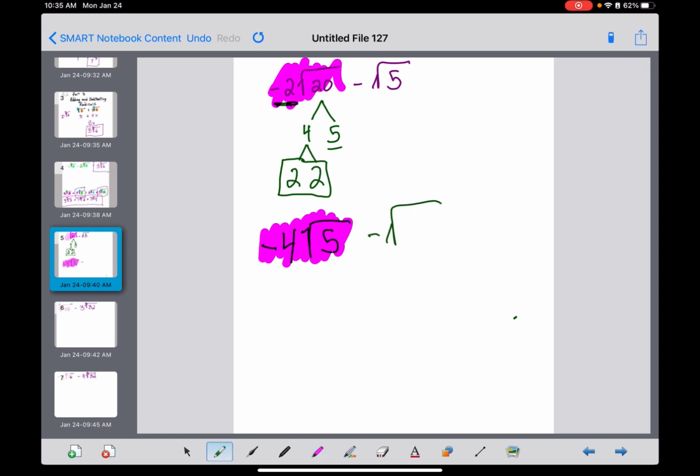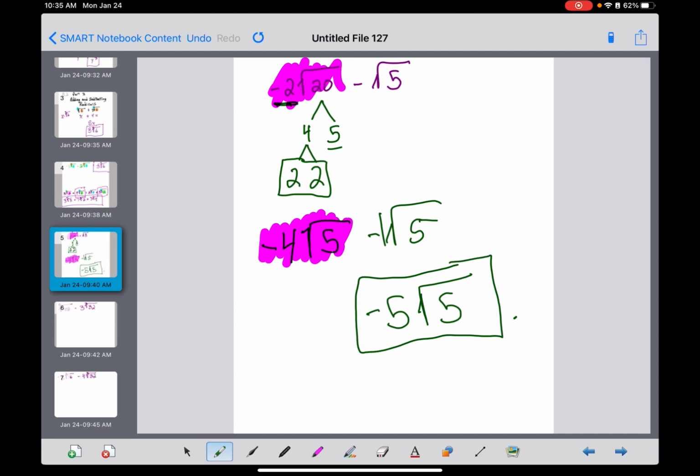Now, the index and the radical is the same. Radicand is the same. Negative 4 minus, there's understood to be a 1 there. So this is negative 5 radical 5. And that's your simplified form of negative 2 radical 20 minus radical 5.